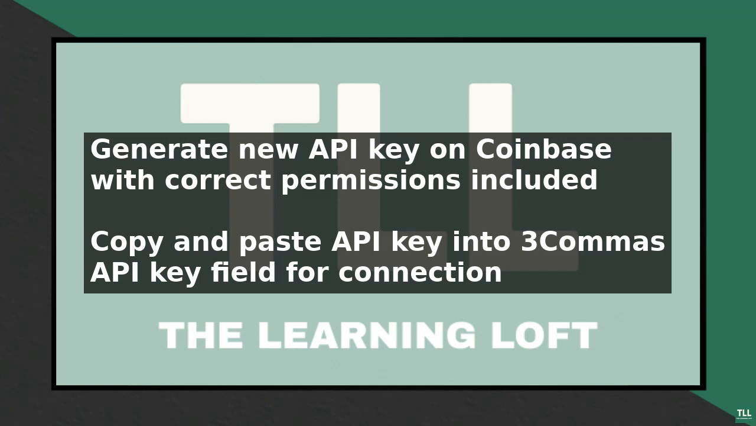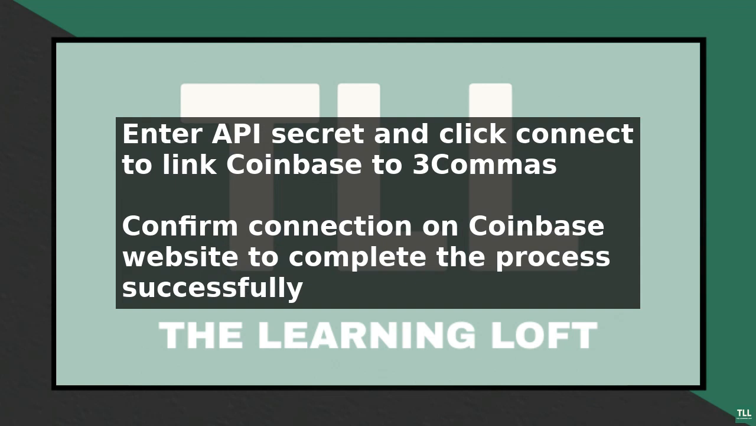Once you have entered both the API key and the API secret, click on the Connect button to link your Coinbase account to 3Commas. You may be asked to confirm the connection on the Coinbase website, so make sure you are logged into the correct account. After confirming the connection, you will be redirected back to the 3Commas website, where you should see your Coinbase account listed under the connected exchanges.